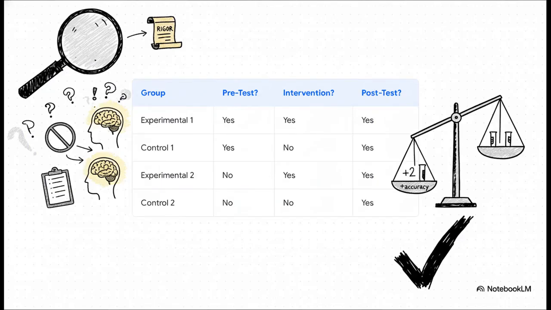But researchers have ways to get even more rigorous. I mean, think about this. What if the simple act of taking the first test actually changes how people behave later on? This incredibly clever setup, the Solomon four-group design, solves that. By adding two more groups that skip the pretest entirely, you can actually measure the effect of the test itself. It's a brilliant way to make your results even more rock solid.